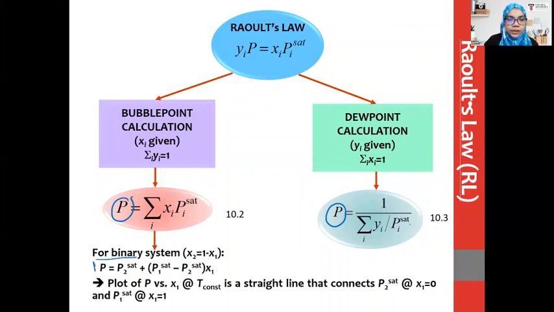This is the general equation for the binary system. In this topic, we will focus more on the binary system only, which means we have two species in our system.